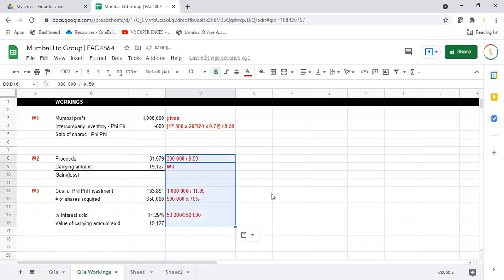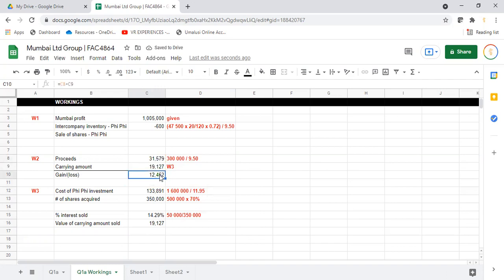Okay, so that is working 3. You can see we sold for 31. It is worth 19, so we made a gain. The gain that we are making is 31 minus 19, so the gain we are making is 12,000 Rand.